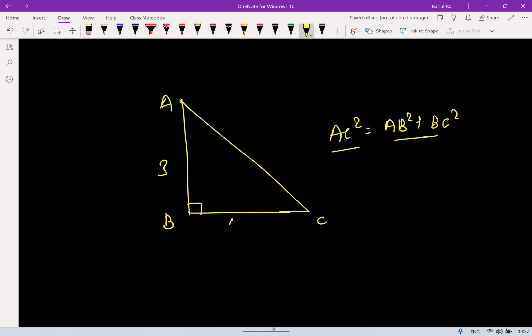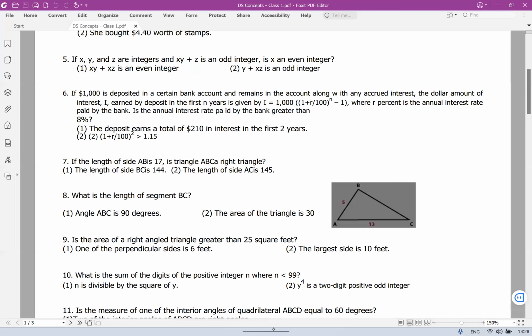Imagine this is 3, this is 4, and this is 5. Can I say 5 square is equal to 3 square plus 4 square? That is 25 is equal to 9 plus 16, that is 25 is equal to 25. And that's the reason we say that a triangle with sides 3, 4, 5 is always a right angle triangle. So just based on this simple logic, there's one question that I'm asking you to solve, question number 7. Can you please take 2 minutes for this? The moment you see one question and two statements, by default it means it's a data sufficiency question.